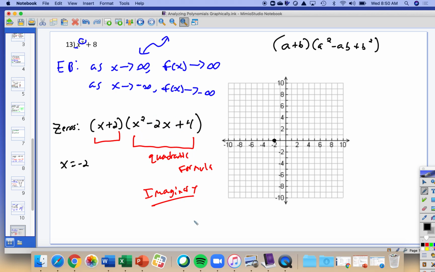So in our case, I have 1 real 0 and 2 imaginary zeros. And the reason I have 2 imaginary zeros is because imaginary zeros always come in pairs. There's no way to have an odd number of imaginary zeros. So I would get 2 imaginary zeros here. If you don't believe me, use the quadratic formula. Go ahead, pause the video and use it and see if it works.